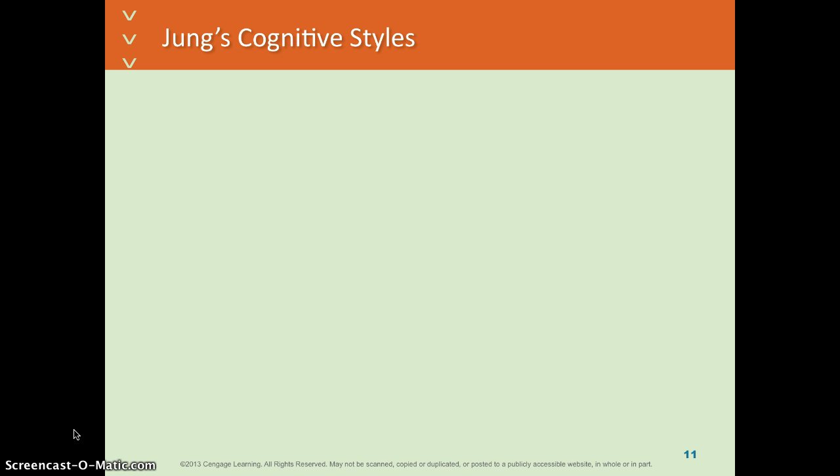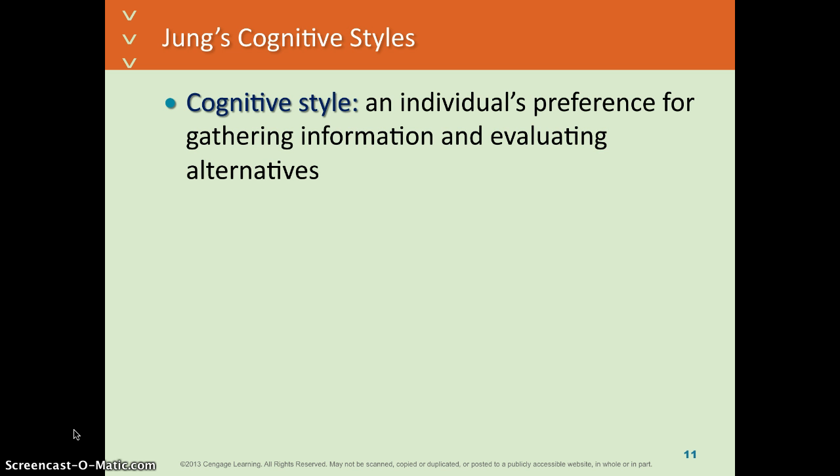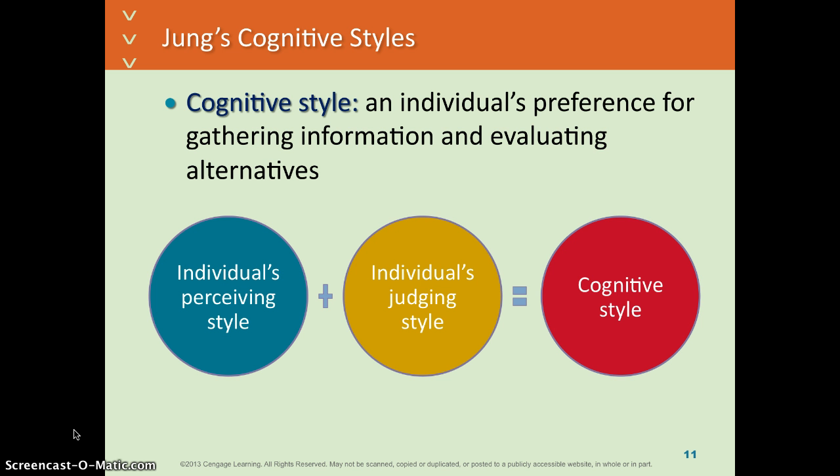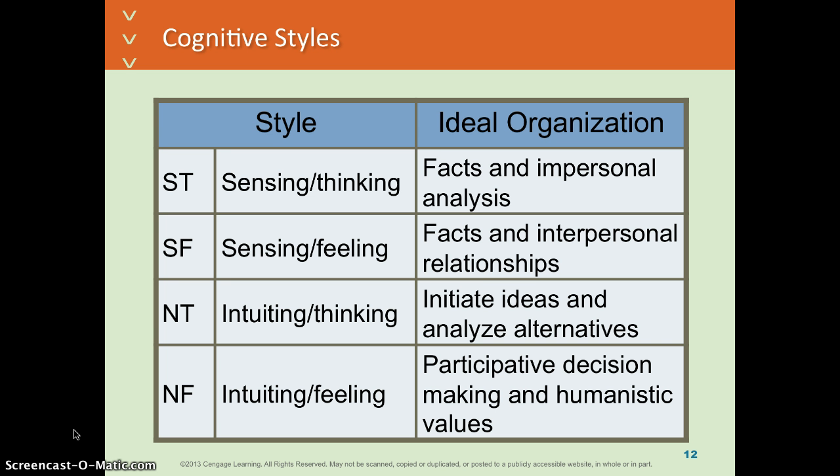Jung was a psychiatrist, and he talked about cognitive styles. How we look at things, how we perceive, how we judge, creates our cognitive style. When you think back to Jung and the connection to Myers-Briggs, the terms S, F, T, N are part of the Myers-Briggs analysis, and these are styles.